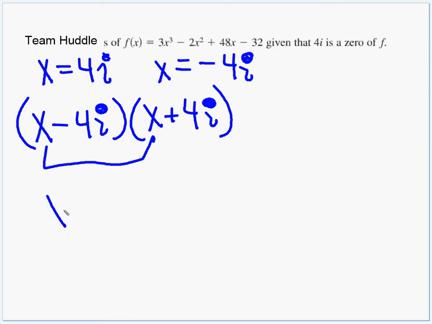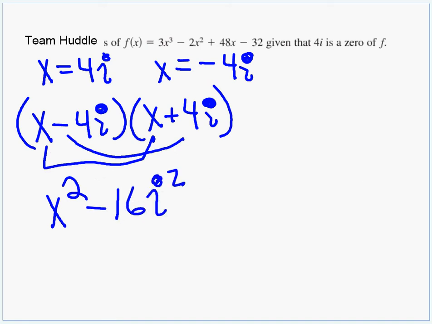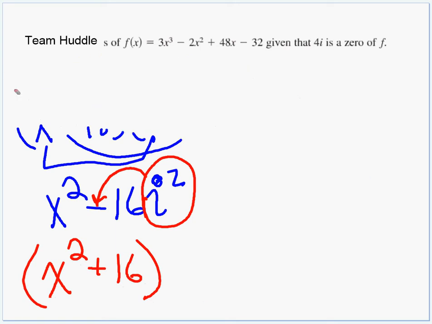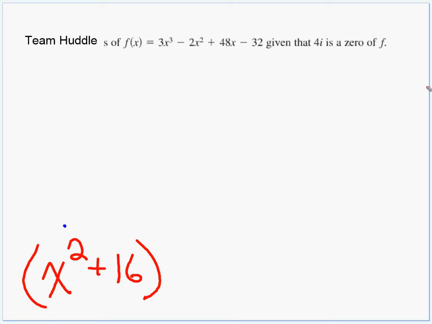First times first is x squared. Negative 4i times positive 4i is negative 16i squared. And the i squared, remember, will turn into a negative 1 that's going to flip this sign. So we have an x squared plus 16 is one of our factors. Now we want to divide that into this.